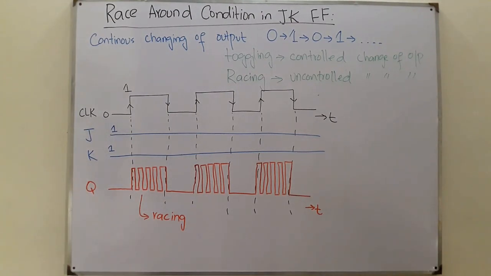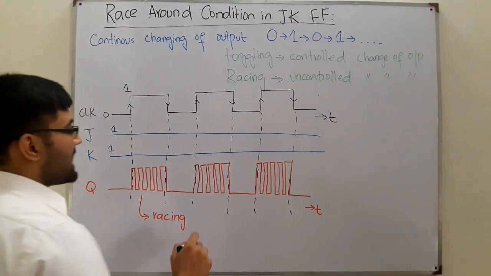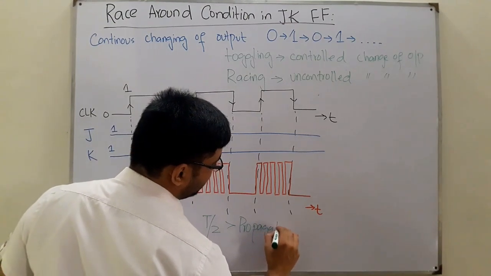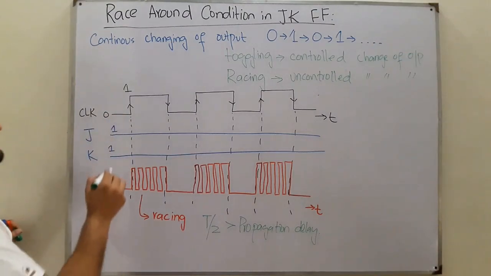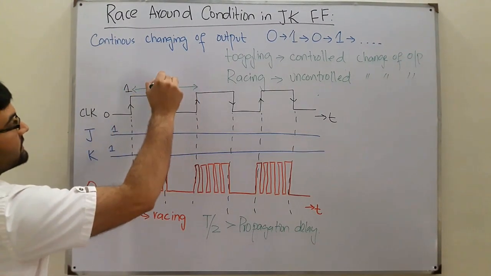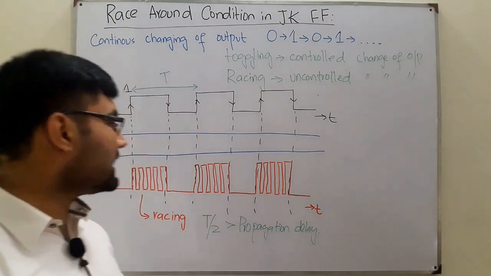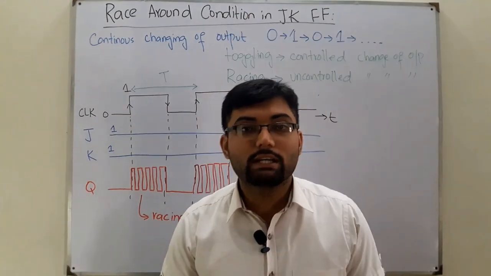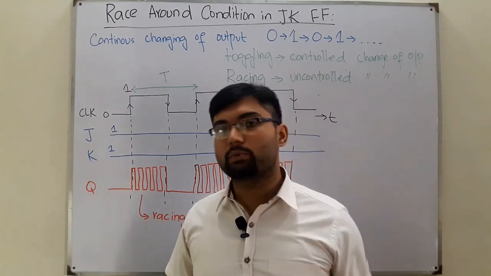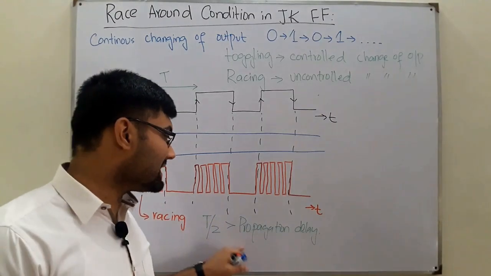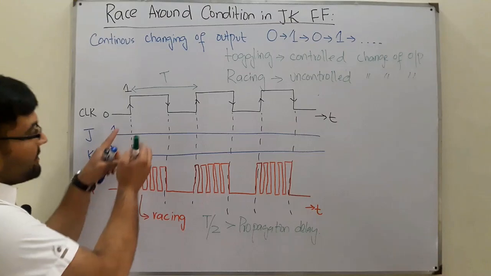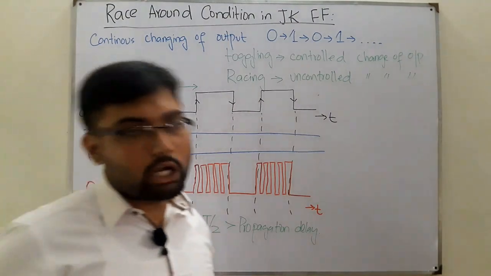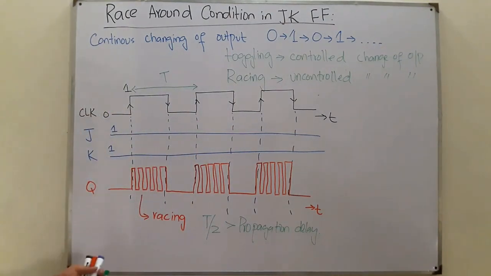Now, for the racing to occur, half of the time period should be greater than the propagation delay. This is the time period, let's say between two high pulses. And half of this time period should be greater than the propagation delay. Now, what is the propagation delay? This is the delay that occurs within the gates. You give them some inputs, and it will take time to process them. It will not give you the output directly, and that time taken is called the propagation delay of the gate. Now, if half of this time is not greater than the propagation delay, then this racing will not occur. So that's about the propagation delay.